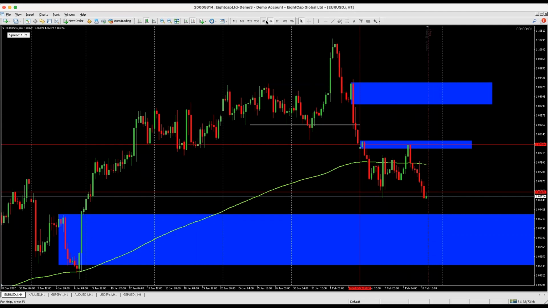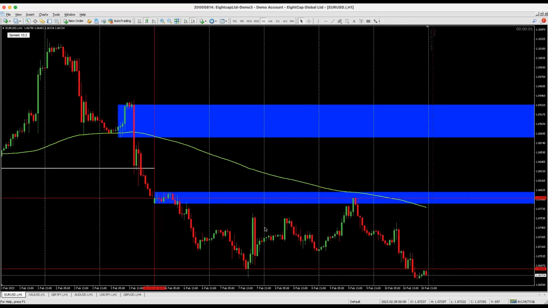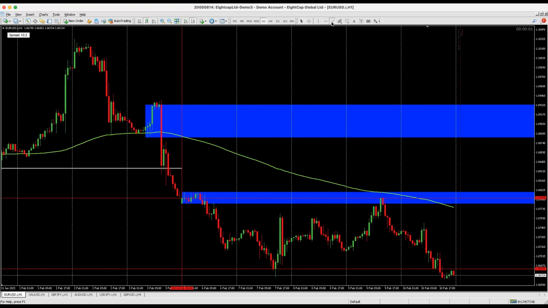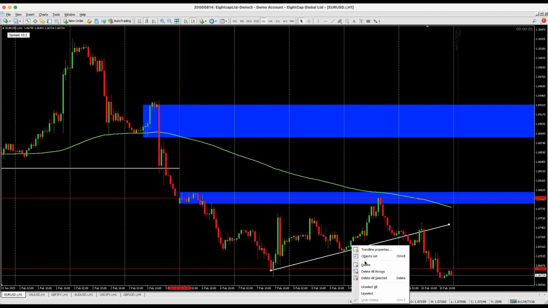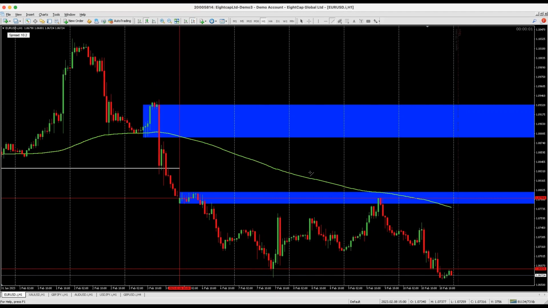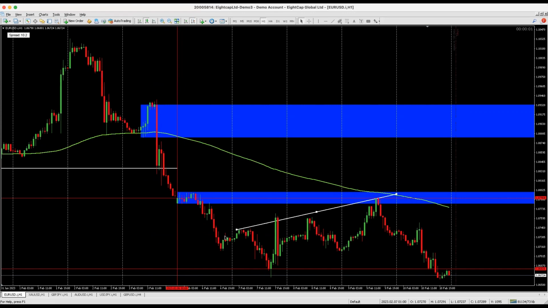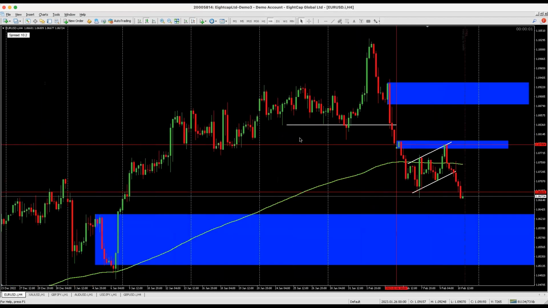Then I went to the H1 time frame, and I like to mark things like this. Actually, let me do it like this. I'm going to start from here, I marked it like that, and then Control-copy. So now this is our H4 order block.